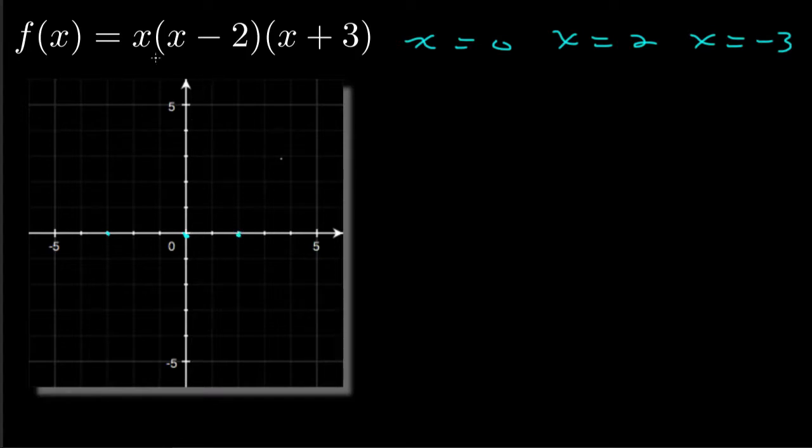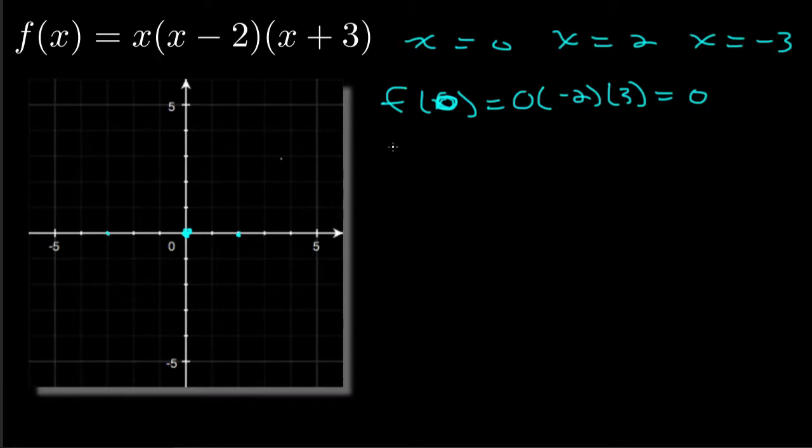The y-intercepts are when you plug in 0 for x and simplify the result. Plug in 0 for x, and we get 0 times -2 times 3, which is 0. We already knew that because we had a root at 0. The two new things that we're going to sketch start with the end behavior.